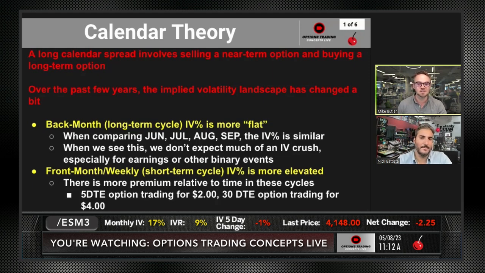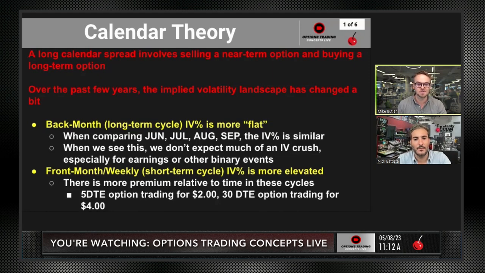And when we're setting these strategies up, we want to make sure that two things are true in the strategy. So we're looking at back month implied volatility or a longer term cycle. We would define this as 30 to 60 days or maybe longer. We've been doing a little bit longer term cycles recently, but we want to see these IV numbers on the Tastytrade platform to be pretty flat. And when we say flat, we really just mean we want to see similar numbers across the board, whether we're looking at June, July, August, September. If the IV percentage numbers are similar, that's what we would call a flat implied volatility curve.